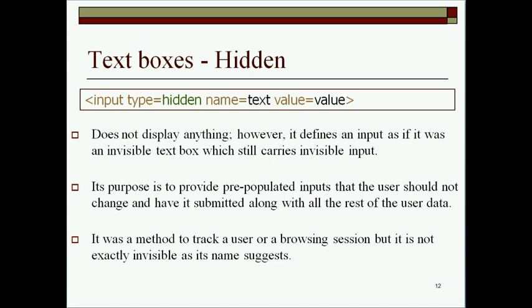In this way, it was possible to track a user or a browser session by having the server serve an HTML document to the user that might have such hidden elements with prepopulated values that identified either the user or the session. And so whenever the user would send the information back to the server, all this hidden information would be tagged along and it would be identifying some continuity with processing.